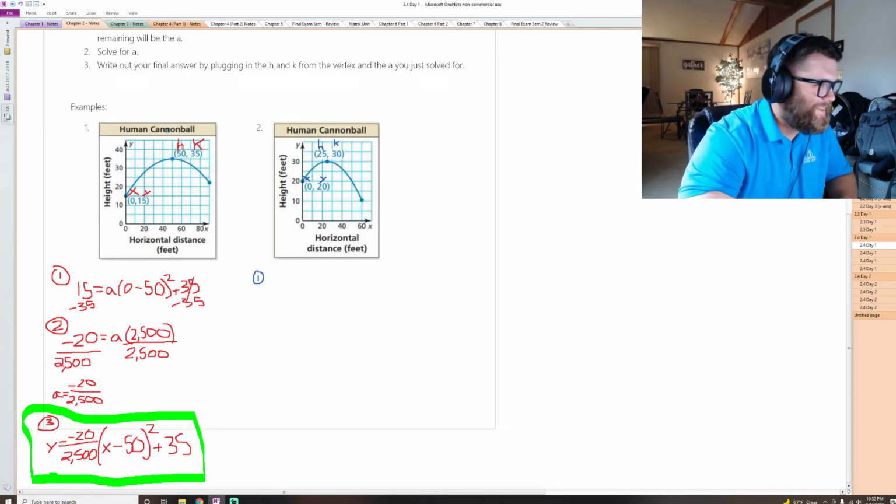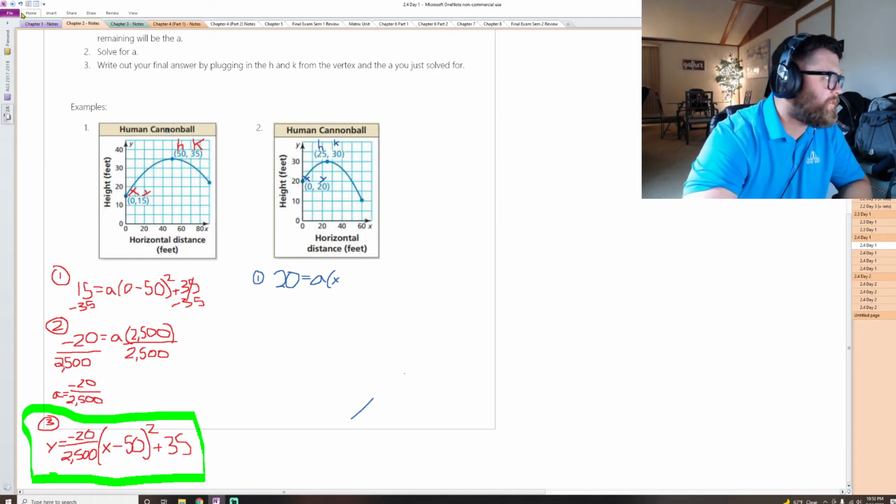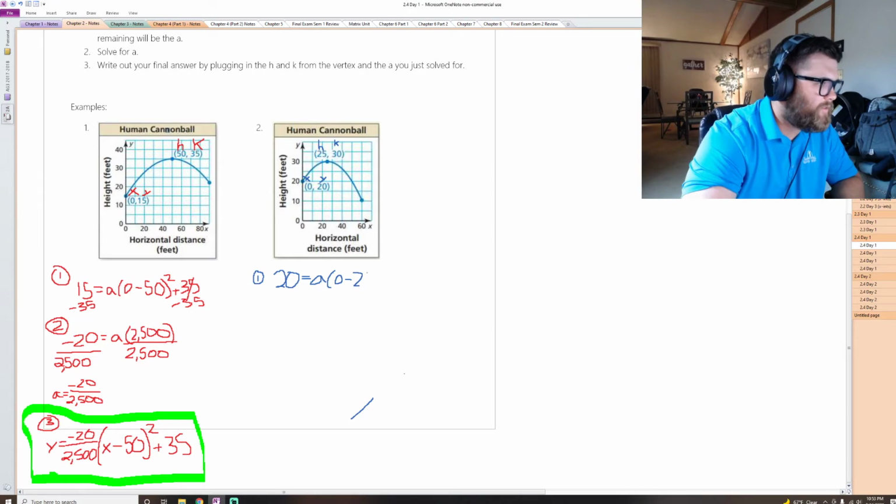Alright, let's plug it in. So we have y equals, we have 20 equals a times x minus h, which, what is my x? My x is 0, so I don't need that. It's going to be 0 minus h, which is 25, squared, plus k, which is going to be 30.